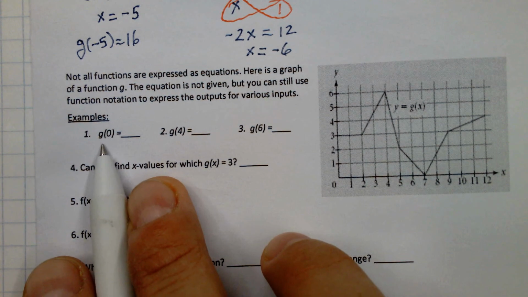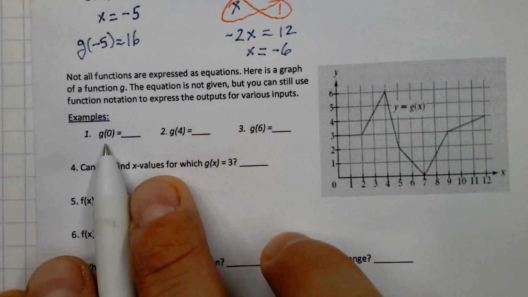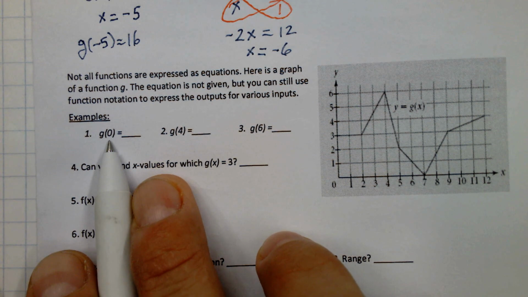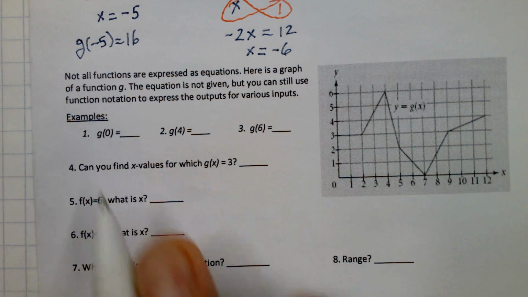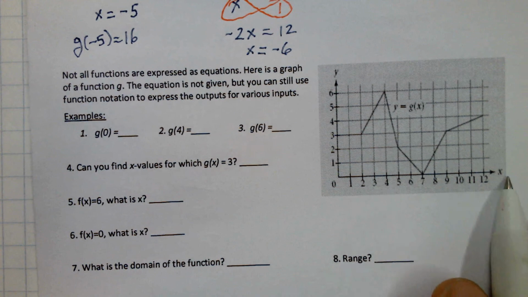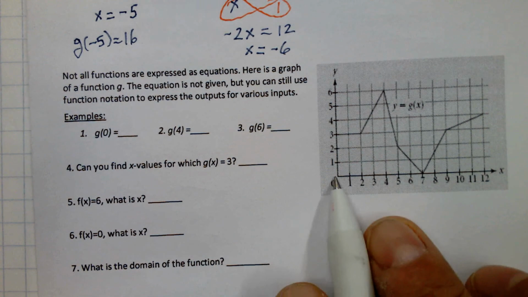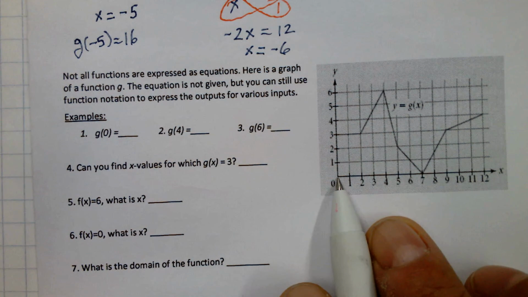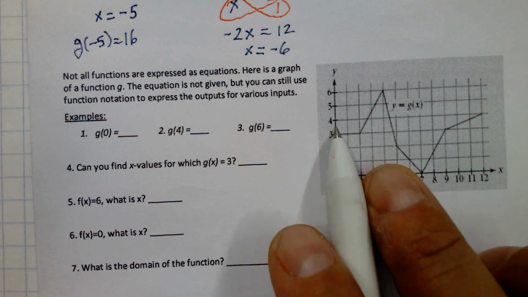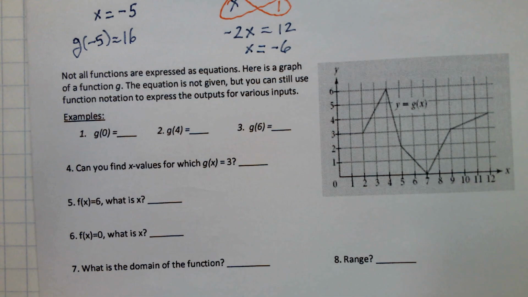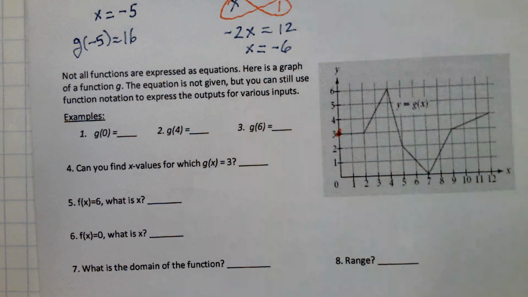So they're asking us to find g of 0. So 0 is our input or our output? Input. If it's in the parentheses, it's an input. So inputs are here on the x side. Look for 0. What's the value for the graph? At 0, where is the graph? At 3. I know it's very faint, but it goes like this. So it's right there. So g of 0 is 3.